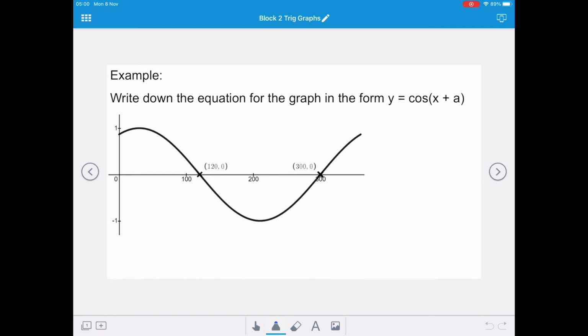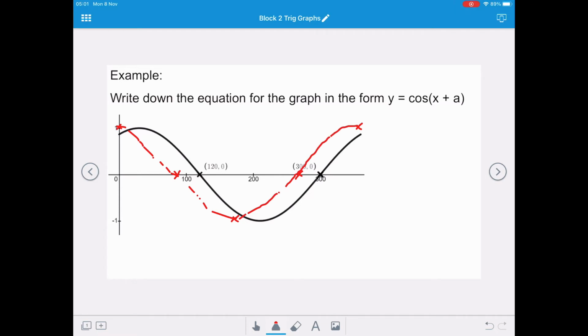Now in this next example, we want to write down the equation for the graph in the form y equals cos x plus a. Again, we want to consider our original graph, which would start at 0, 1. It would go down to 90, 0. The minimum is at 180, -1. Our next root is at 270, 0, and it would finish at 360, 1. If we just sketch that curve in, we can see that this time our y equals cos x plus a curve has moved to the right of its original position.